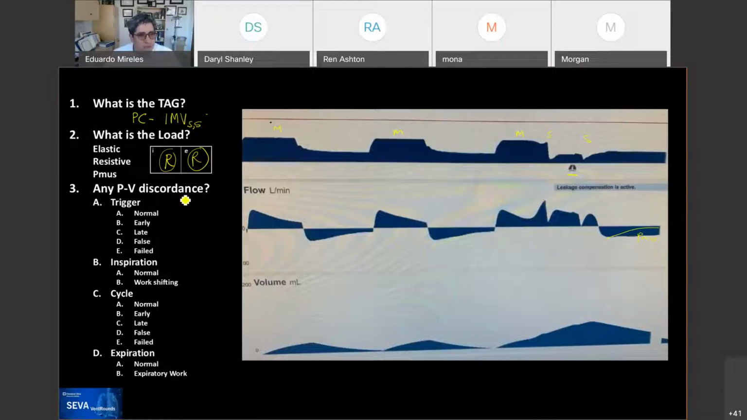Then in terms of PV discordance, the first one is trigger, and we know that these breaths are machine triggered. This one I cannot see the trigger on the first breath, but this one is machine triggered. This one is machine triggered. So they seem to be normal trigger for the first one I can assess. And then on the second breath, you see a mandatory breath, but you see evidence of patient activity there. So I see this is all patient PMOS.